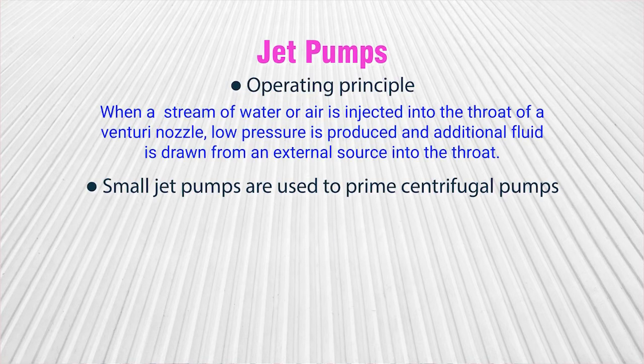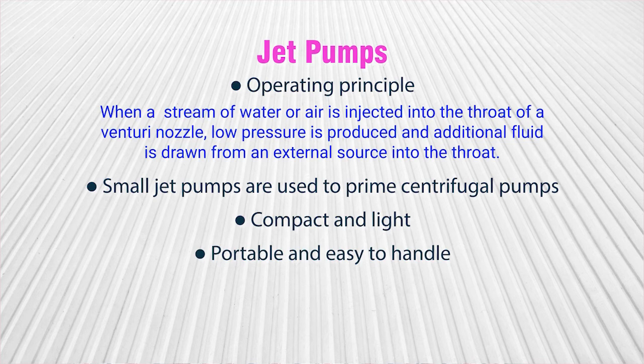Small jet pumps are generally used for priming of centrifugal pumps. Jet pumps are capable of lifting water up to a height of 60 to 70 meters. These are compact and light. They are portable and easy to handle. One of the key disadvantages of a jet pump is that its efficiency is low as compared to other pumps.